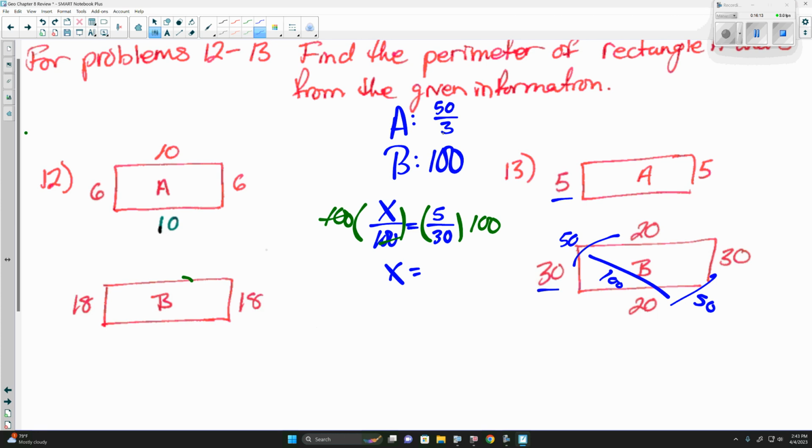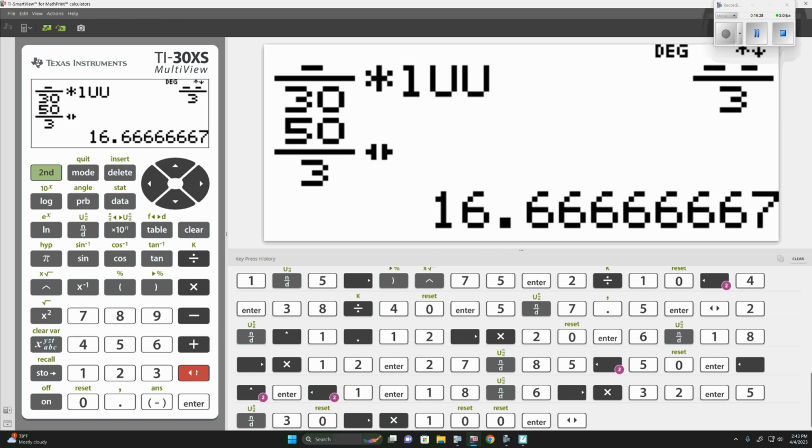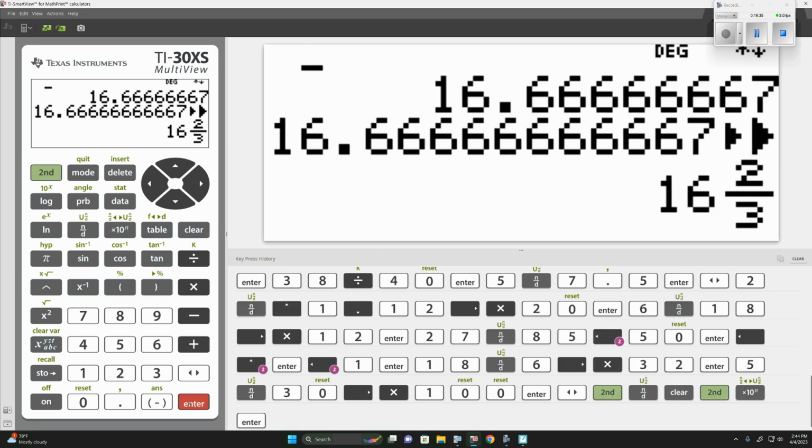You're welcome. And I believe that's exactly what the back of the book says, 50 over 3, 16 2/3. So 50 over 3 is 16.6 repeated, or 16 2/3.